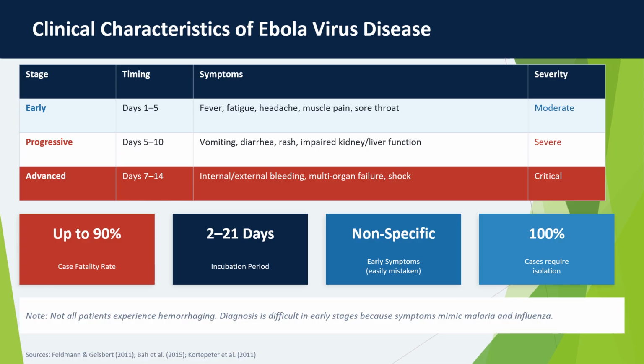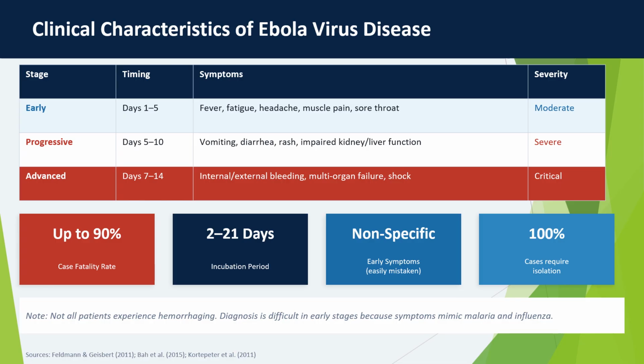As the disease enters into the progressive stage, around day 5 through 10, patients develop vomiting, diarrhea, a characteristic rash, and impaired kidney and liver function. At this point, the patient is highly infectious. The advanced stage, from days 7 through 14, is where the disease becomes most life-threatening. Patients may experience internal and external bleeding, though not always, but sometimes. Multi-organ failure and septic shock can occur, and this often leads to death.